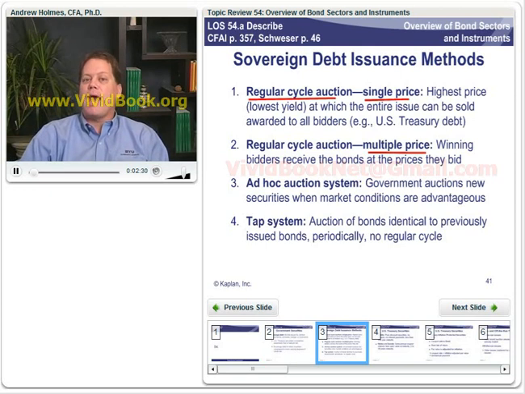Okay, we can have an ad hoc auction system. This is where the government auctions new securities when the market conditions are advantageous. So governments that don't rely a lot on external debt would be able to get away with this.